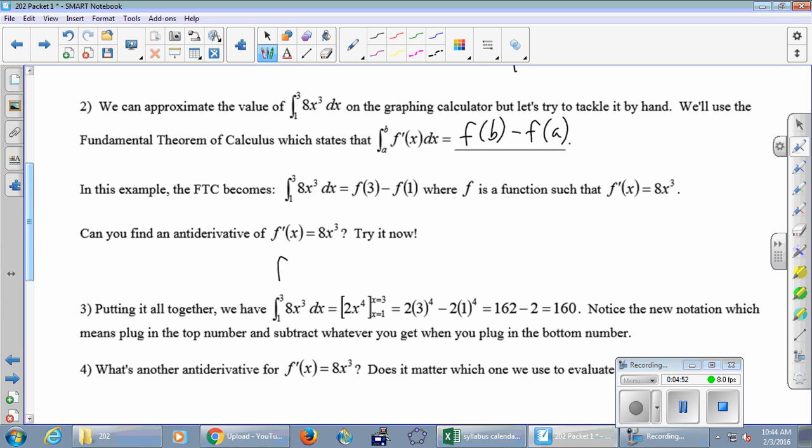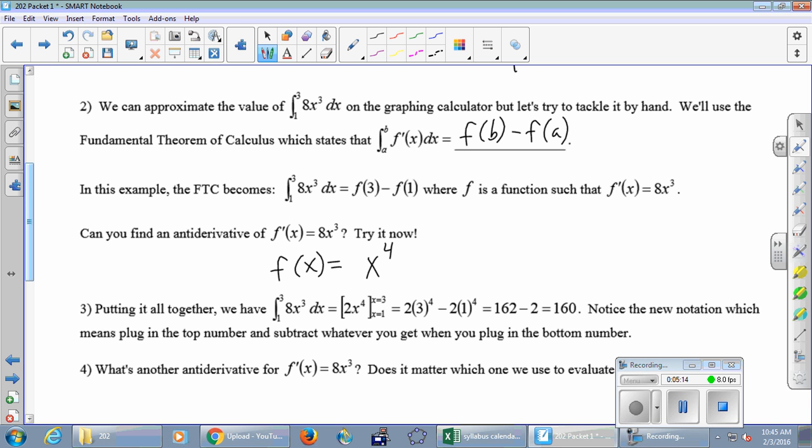Let's try it. So a good name for our antiderivative is going to be f of x. X cubed, what did it come from? What did you take a derivative of? Forget about the 8, don't worry about the constant, but x to what? Yeah, so definitely it came from an x to the 4th of some flavor, right? If this were the final answer, then taking the derivative would make a 4x cubed.